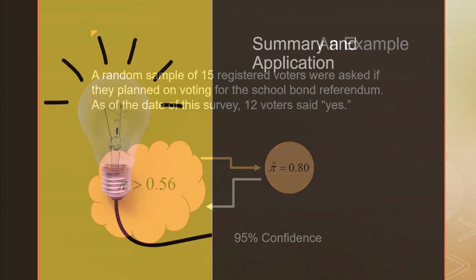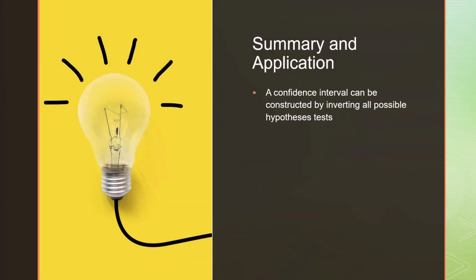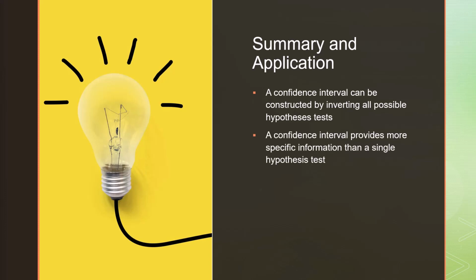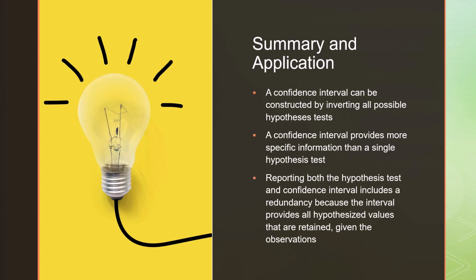If the population changes, or if something about the ecology changes over time, we can no longer rely on our estimates. Here's our review. A confidence interval can be constructed by inverting all possible hypotheses tests. A confidence interval provides more specific information than a single hypothesis test.